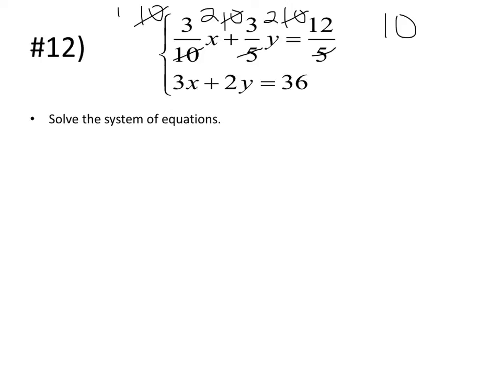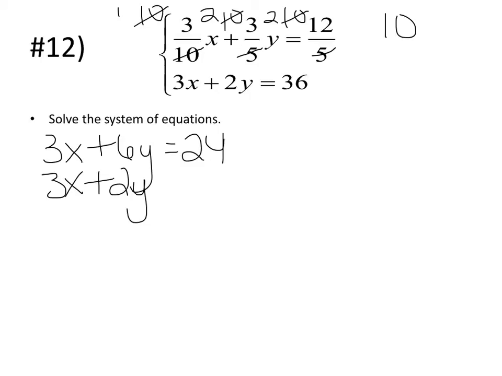So let's multiply. 1 times 3 times x is just 3x. 2 times 3 times y is 6y is equal to 2 times 12 is 24. And then we're going to leave our bottom equation alone. Okay? So what can we do to one of the equations to get something to cancel? Well, our x's are actually the same number. They're just the same sign. So why don't we multiply the bottom equation by negative 1 to make our signs different, which will make our x's cancel.